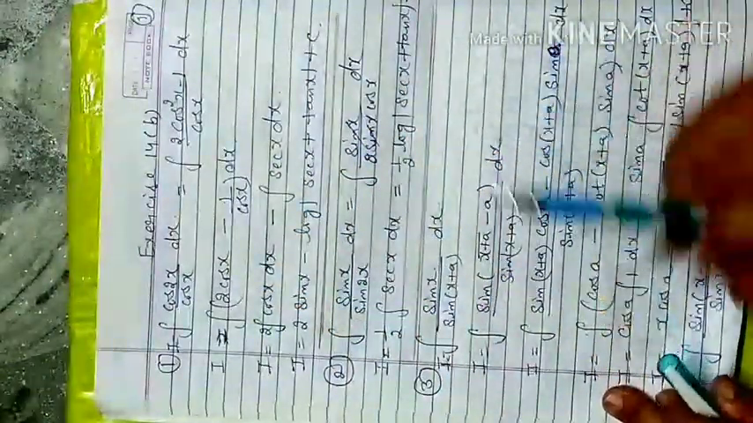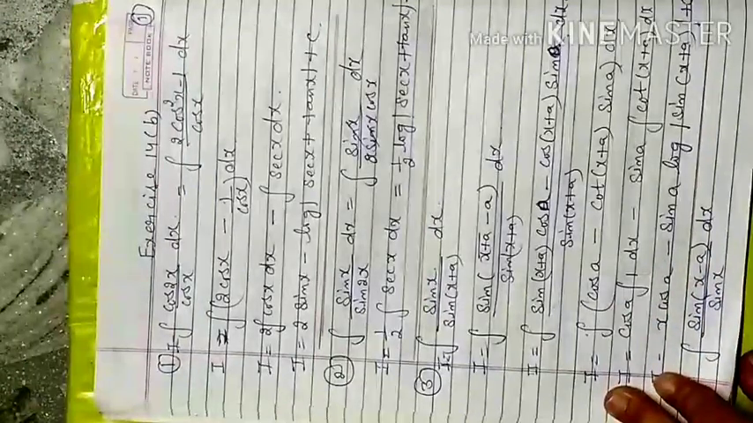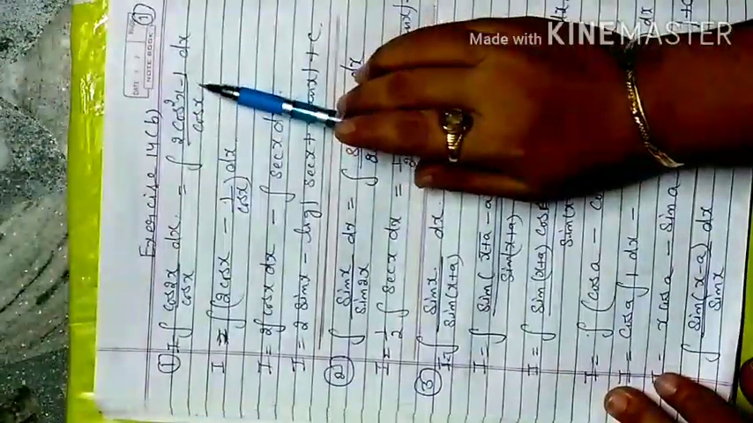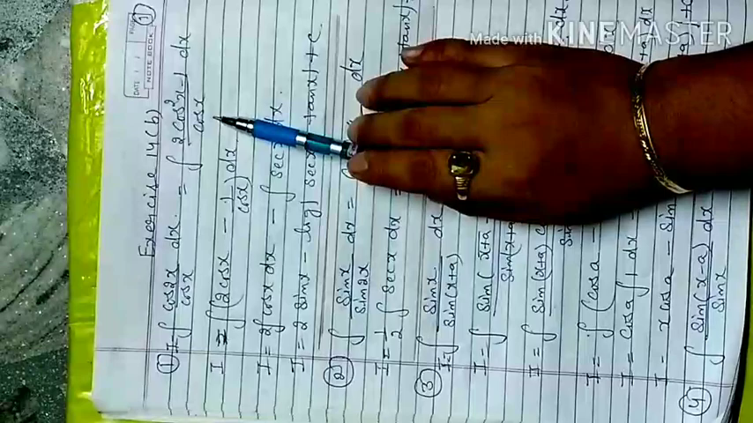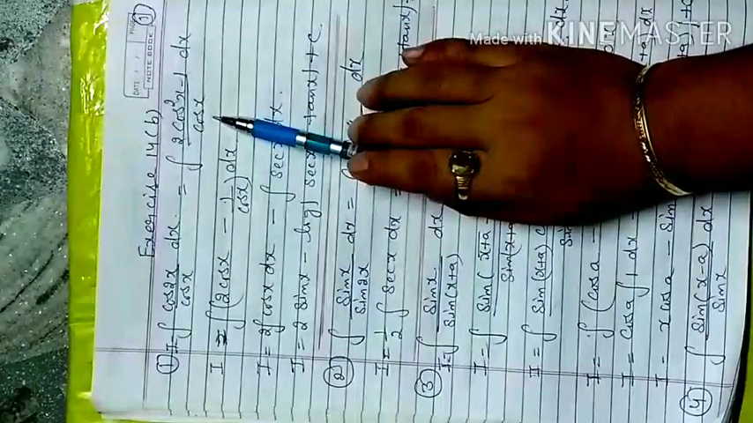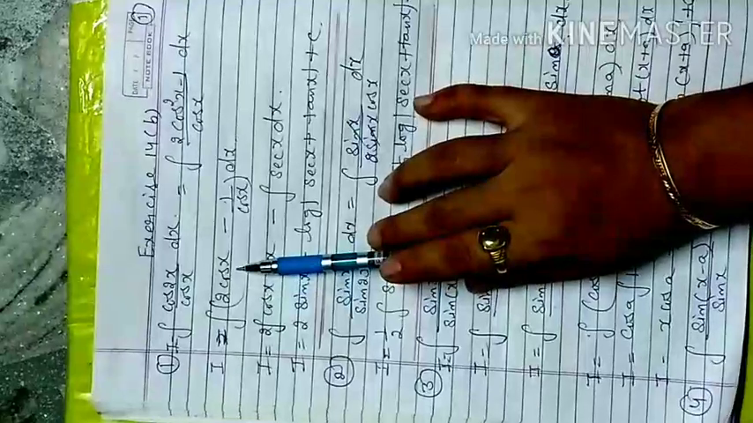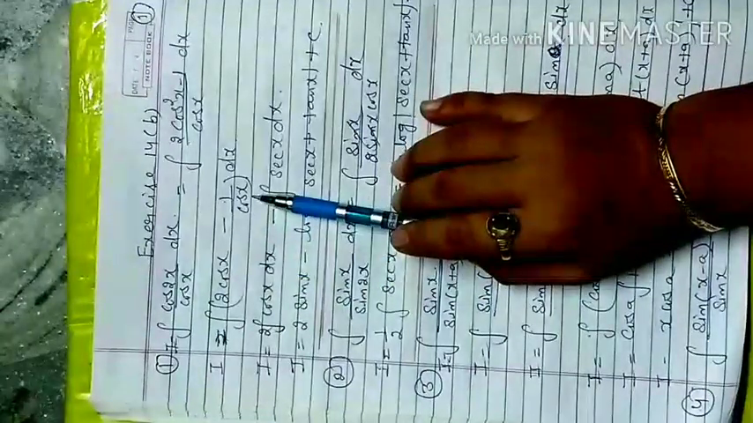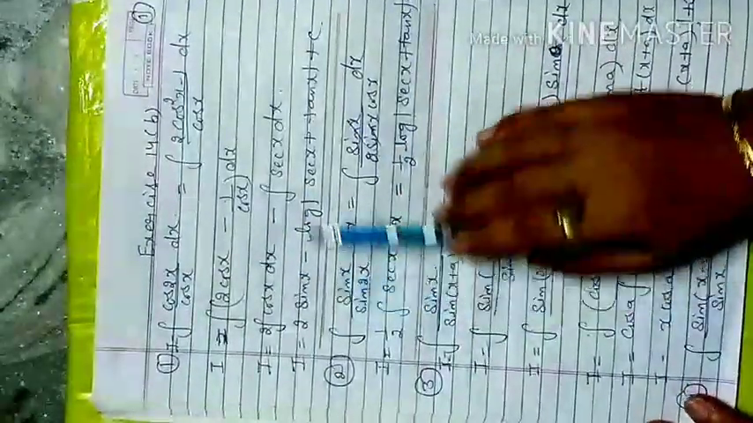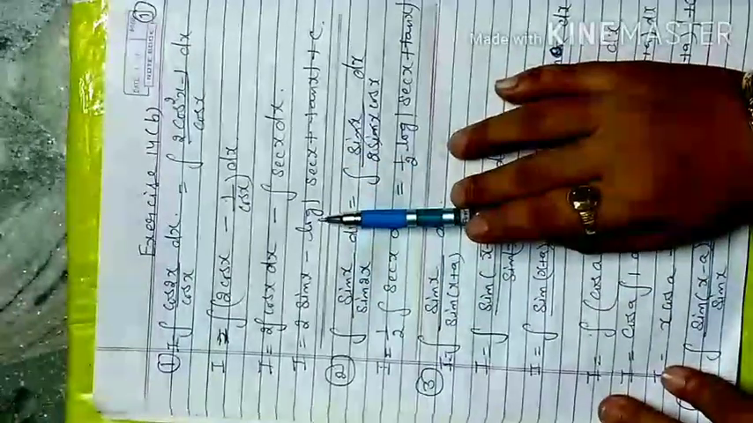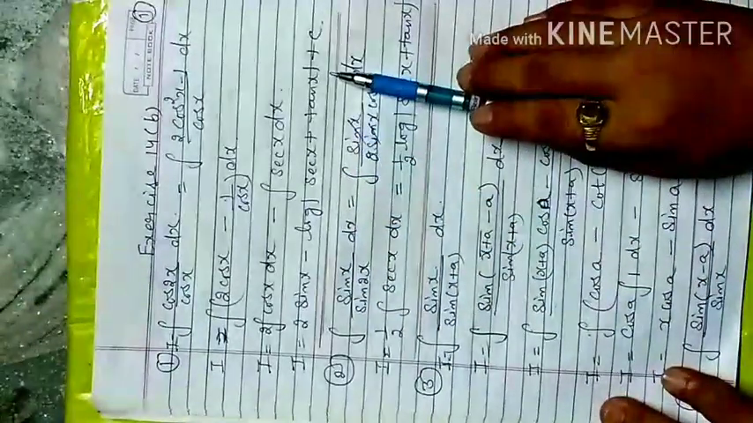So we apply the formula here. The cos 2x formula is 2 cos square x minus 1, divided by cos x, and now when you separate this, one cos is cancelled, only left 2 cos x minus 1 by cos x. Cos x integration is sin x and secant x integration is log secant x plus tan x.